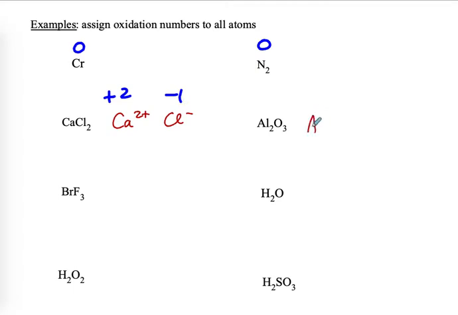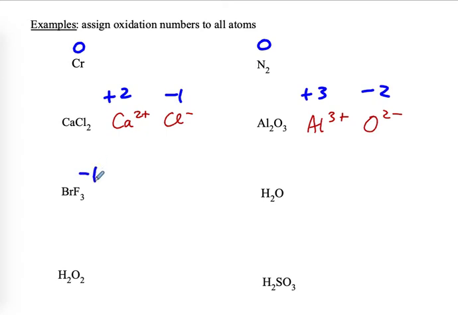Similarly for aluminum oxide, aluminum exists as cations with a 3+ charge. The oxide anion has a 2- charge. Therefore, aluminum has an oxidation number of +3, oxygen -2. Bromine trifluoride is a binary molecular compound. There are no ions in it, but our rule says in a binary molecular compound, the more electronegative element has an oxidation number equal to the charge on the anion it commonly forms. Fluorine is more electronegative. It commonly forms an anion with a single negative charge. Therefore, the oxidation number on fluorine is -1.